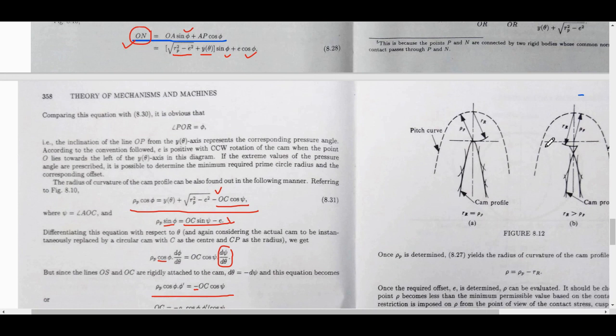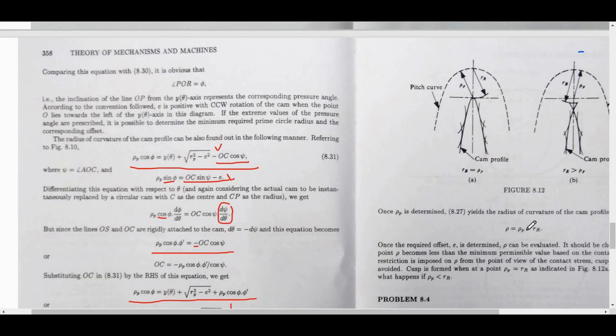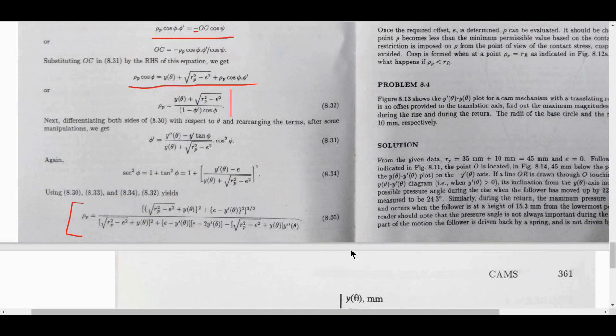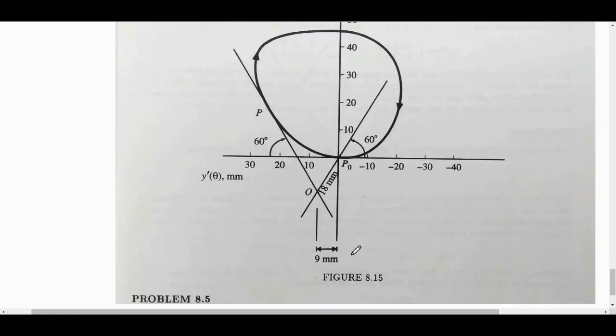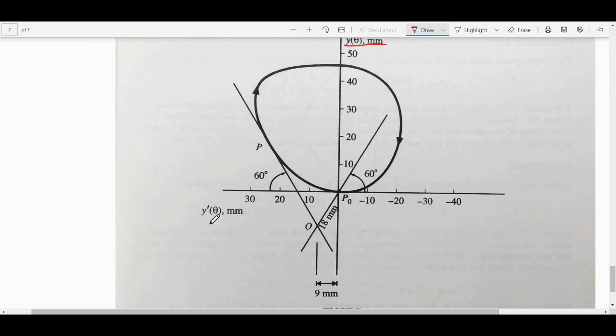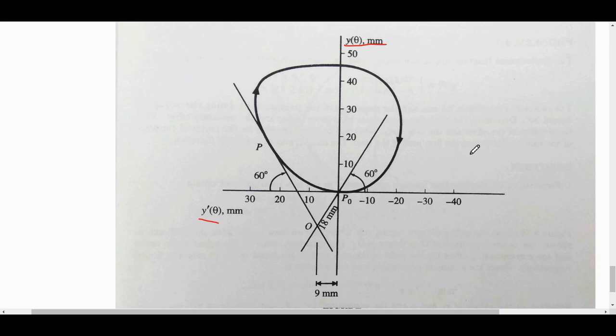Then after that, this expression can be used to make sure that the cam does not get a cusp or something. Because when you calculate this one, you have to subtract the roller radius to find the radius of the actual profile. Finally, I will show you one problem where the displacement profile is given. Here is y and here is y prime, and in the rising part of the motion they don't want the pressure angle to be more than 30 degrees.